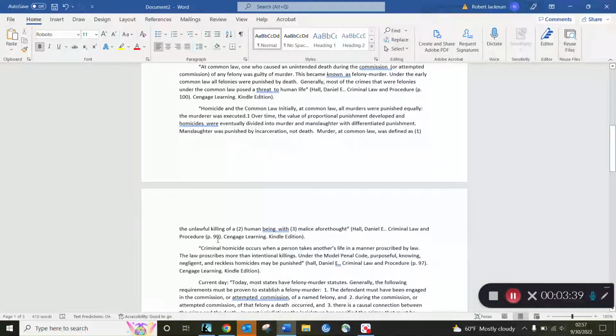The model penal code, it says, quote, criminal homicide occurs when a person takes another's life in a manner prescribed by law. The law prescribes more than intentional killings. Under the model penal code, purposeful, knowing, negligent, and reckless homicides may be punished, end quote. And that's again by Daniel Hall on page 97.